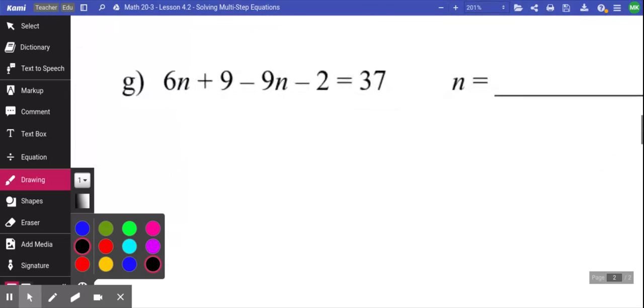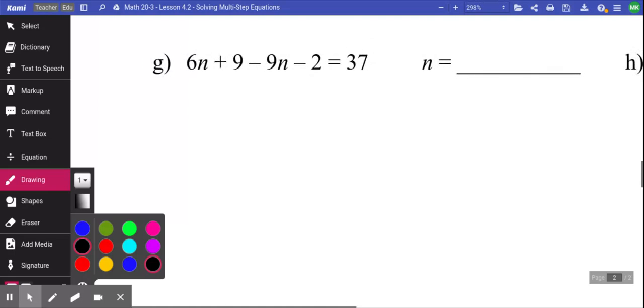We're going to look at these ones where it's going to start to get a little bit trickier. The reason it's trickier is there's a lot of things now. So before you start solving and before you start moving things, we're going to do something called collecting like terms. If you look at this question, you're going to notice that you have two n's now. You have 6n and you have negative 9n. In math, that's called like terms.